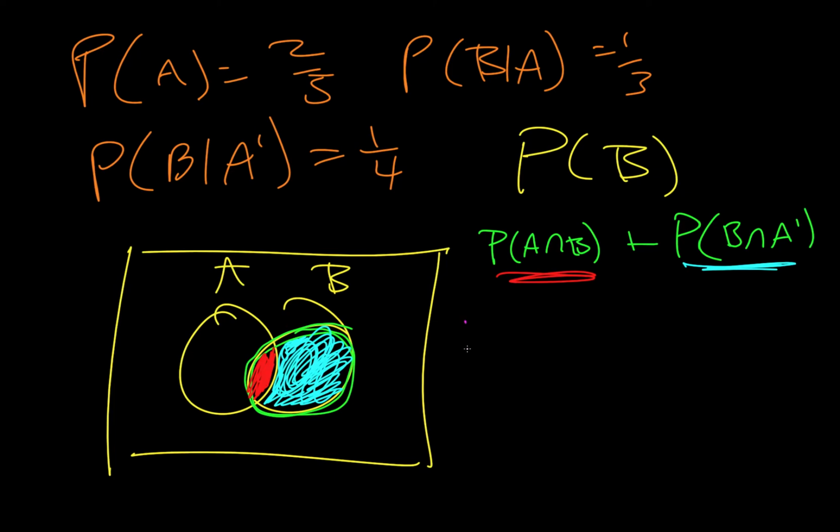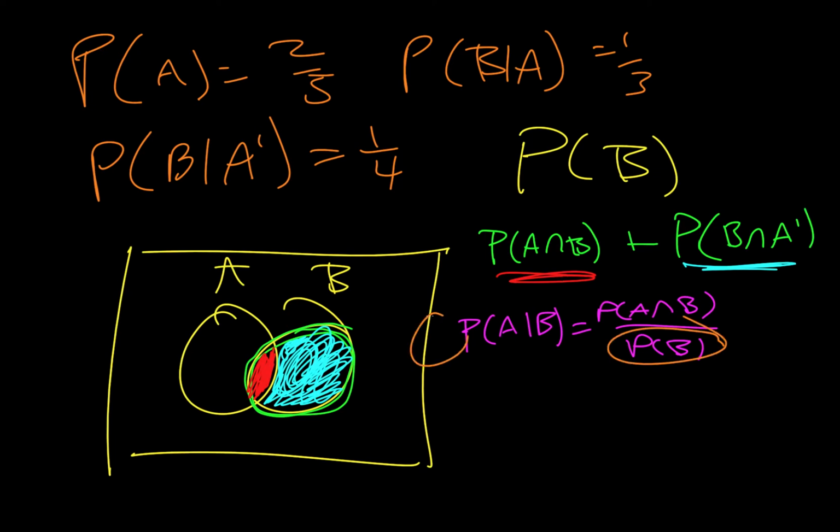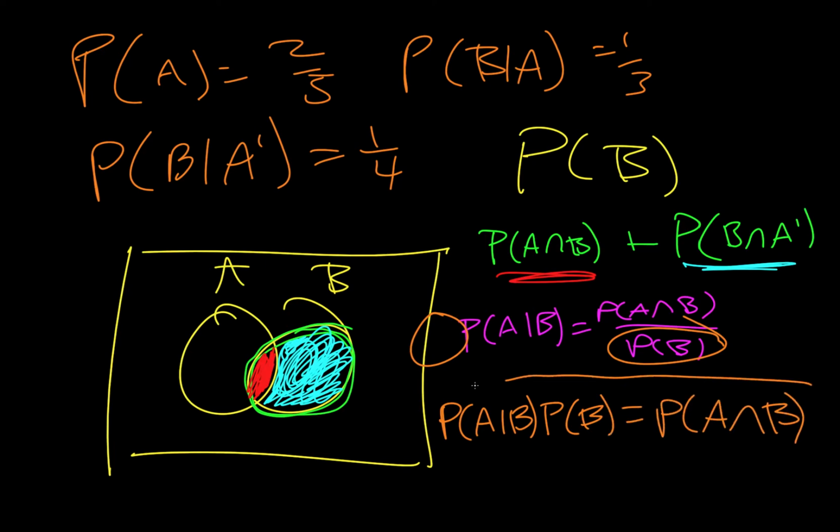So from the previous video, we had P of A given B equals P of A intersect B over P of B. We're going to do just a little bit of algebra to bring this up here, and so we end up with P of A given B times P of B equals P of A intersect B. So this is what we're going to use for this part.